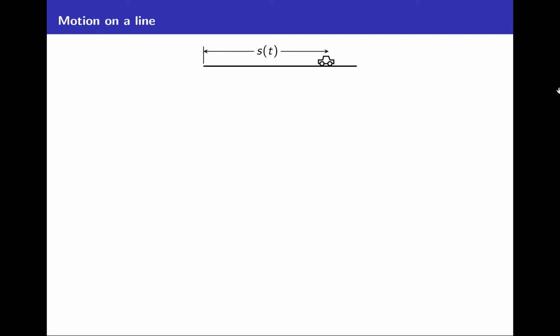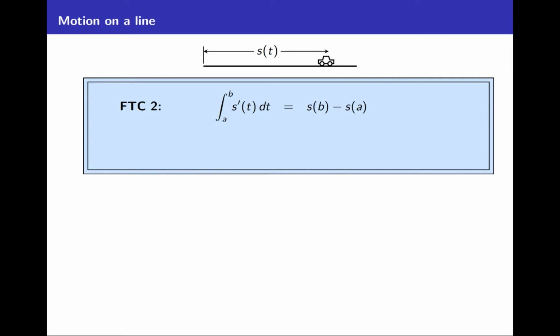Let's now examine how our new interpretation relates to motion on a line. Remember the setup where we have an object, like for instance a car, moving on a straight line, and its position at time t is given by a function s of t. Then the velocity of that object at time t equals s prime of t. And let's think about that in terms of the fundamental theorem of calculus. S is an antiderivative of its derivative s prime.